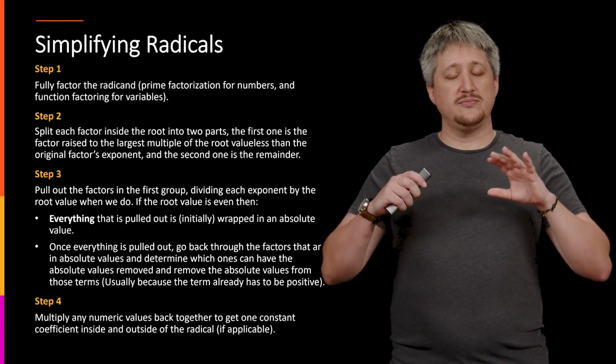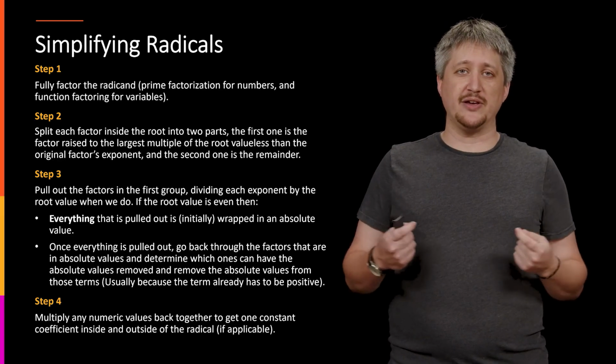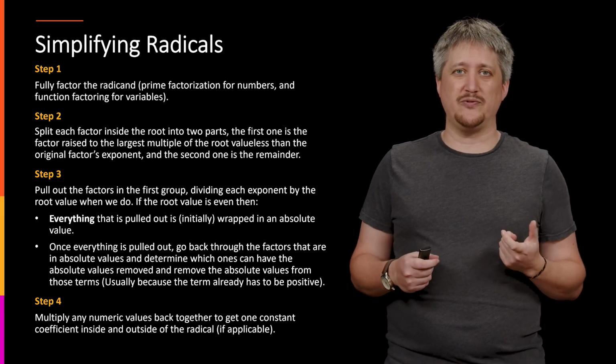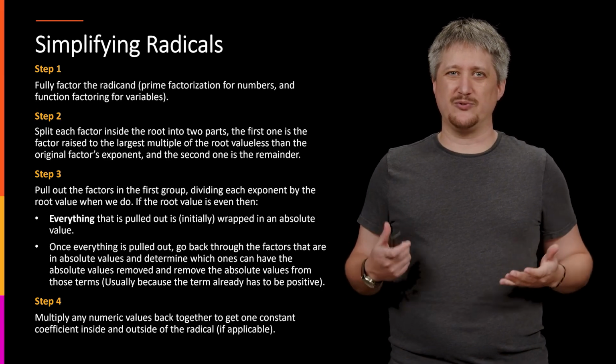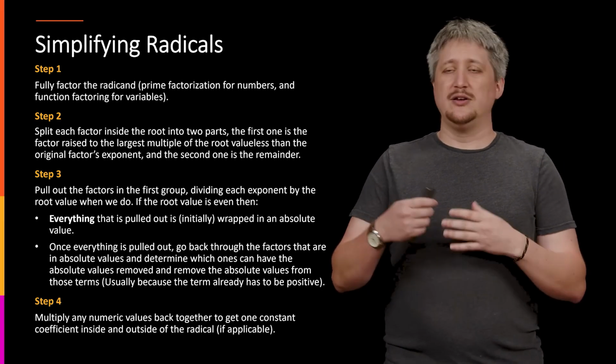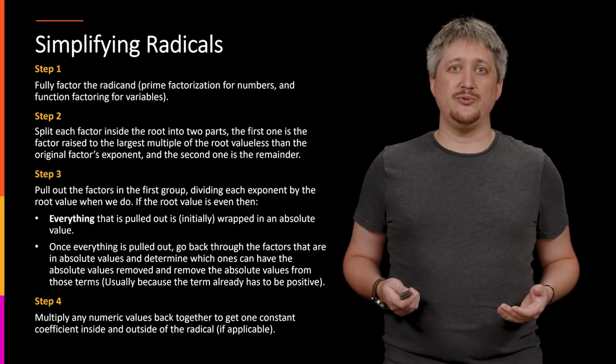Step 4. If we have numbers involved, if we have coefficients floating around, we want to multiply those back together so we just have one coefficient instead of some crazy prime factor thing as our coefficient, because those are obnoxious to work with. But again, we don't do that with the algebraic part unless we have a really compelling reason to do so.